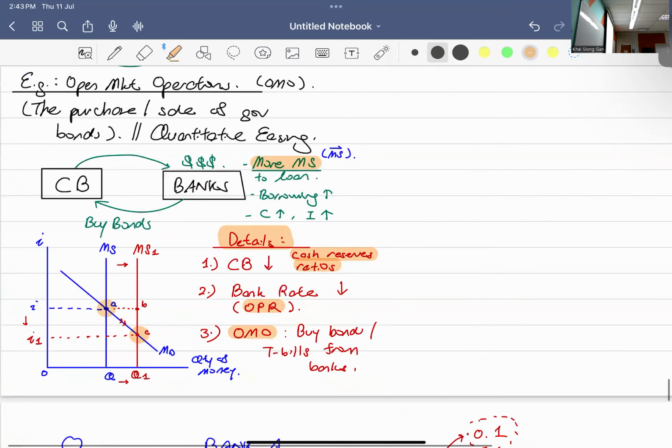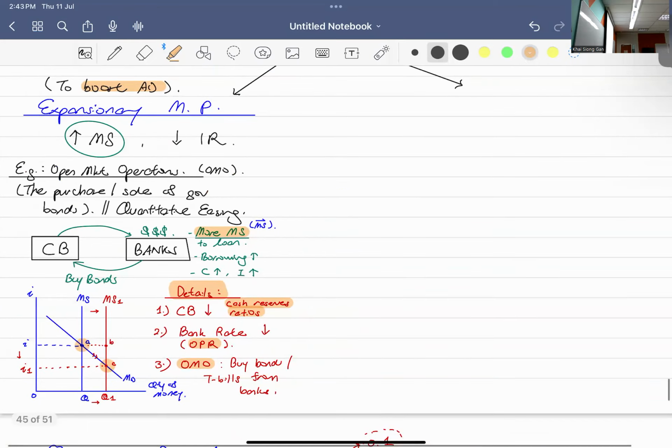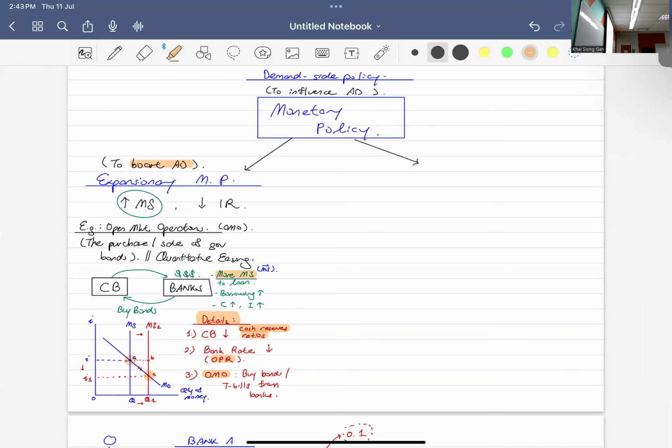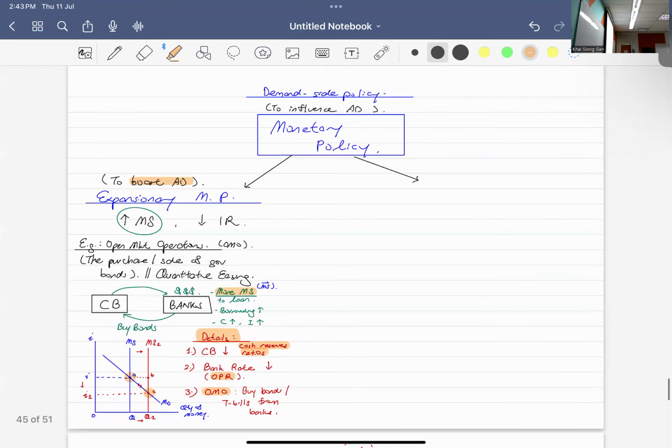You learned a lot of keywords today. I spent longer on the recap of today's class because you have a lot of new concepts that you are learning from today's lesson. So that's for expansionary monetary policy.